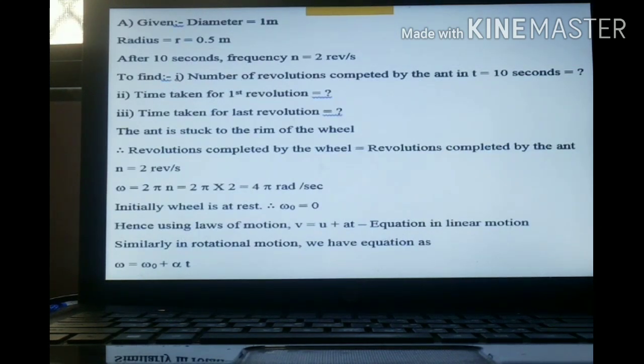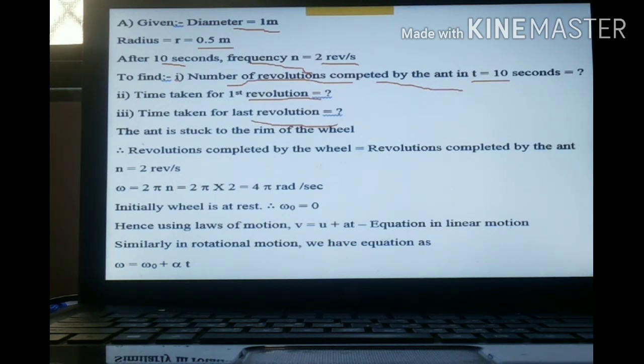Let's start. Diameter has already been given as 1 meter. As diameter is 1 meter, the radius will be 0.5 meter. After 10 seconds, the frequency has been given as 2 revolutions per second. What we have to find out is the number of revolutions completed by the ant in 10 seconds, as well as the time taken for the first revolution and the time taken for the last revolution.